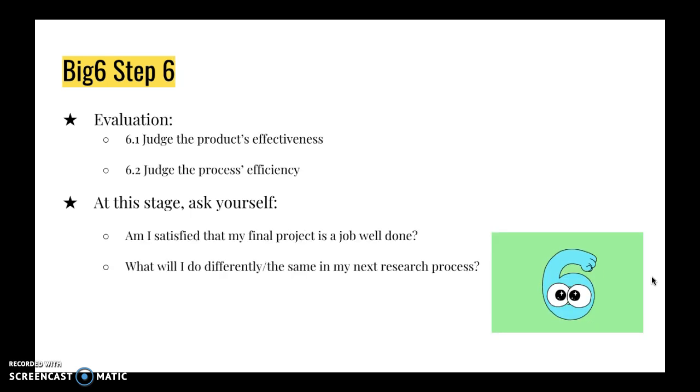All right, and the very last step of the process is your evaluation. So here you are evaluating your product for effectiveness, and you're evaluating the process that you went through. Was it efficient? So here you're asking yourself, am I satisfied with what I have done? Did it well? Did I do a good job? And you're also reflecting on your process, asking yourself, next time I have a research project, what am I going to do differently? What am I going to do the same in my research process?